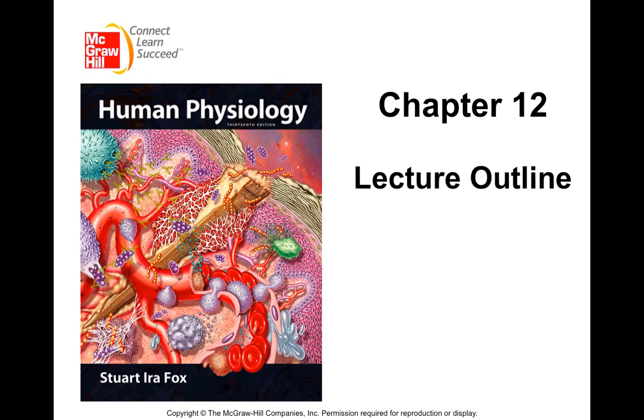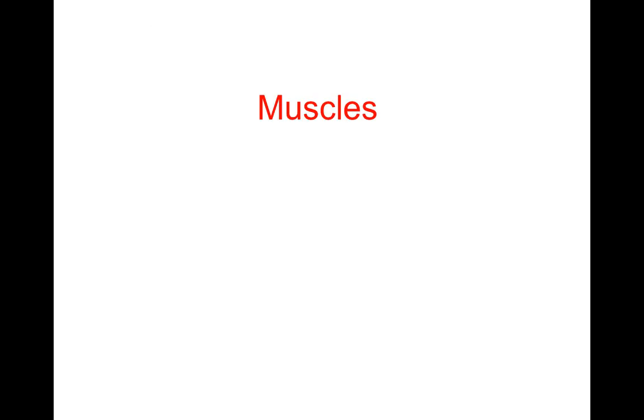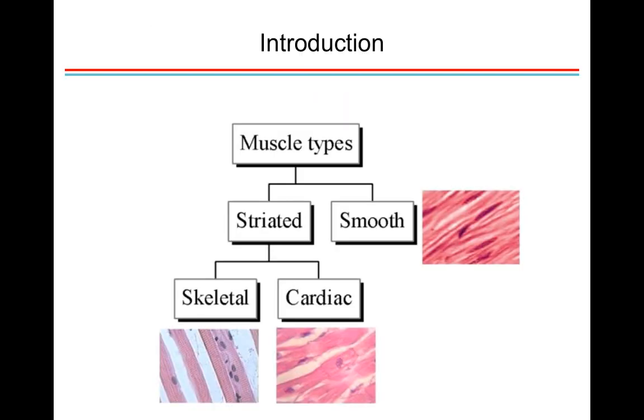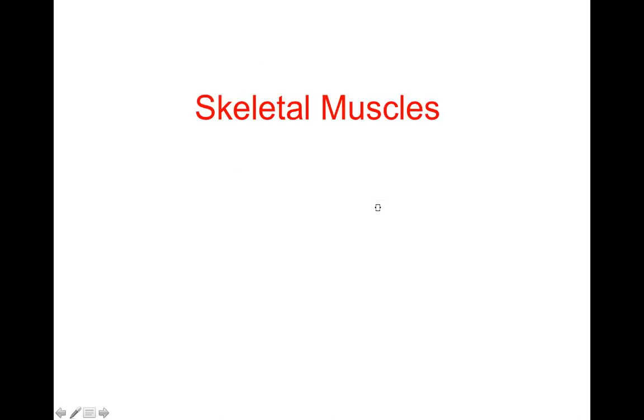Hello, this is our Chapter 12 lecture on muscle physiology. So we have three types of muscles that we'll be discussing today. We have skeletal muscles, cardiac muscles, and smooth muscles. Of these three types of muscles, the skeletal and cardiac are striated, and the smooth muscles are not striated.